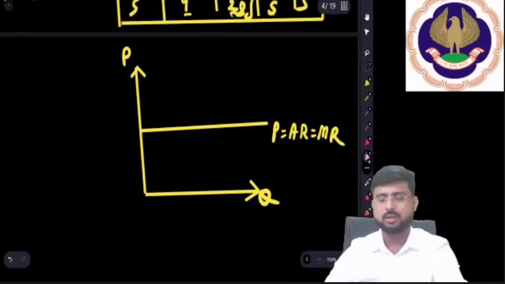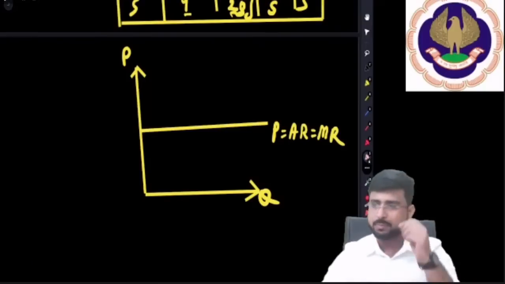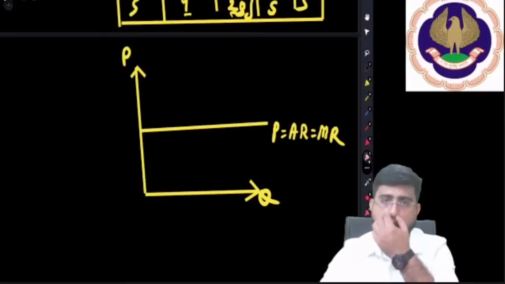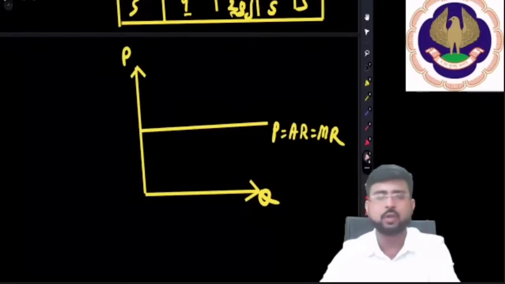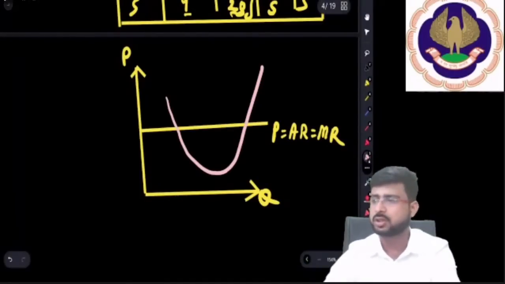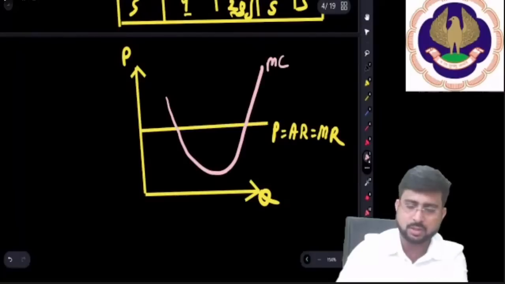Now pay attention, guys. Let me draw for you a U-shaped curve. A U-shaped curve is called the marginal cost curve. So here it is, the marginal cost curve.